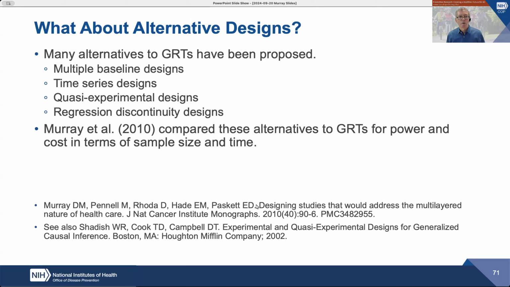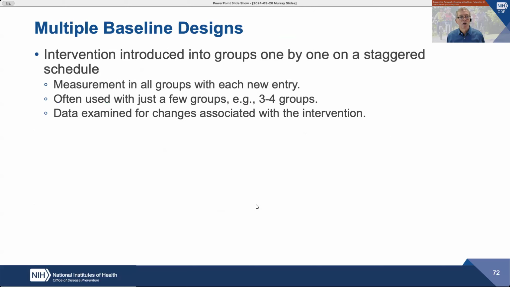I'm going to talk about multiple baseline. I'll talk about time series. I'll talk about quasi-experiments, and I'll talk about regression discontinuity. There's a paper now, 14 years old, published in 2010, that compares these to group randomized trials for power and cost. And you may find that paper interesting. Shadish, Cook, and Campbell also discuss all of these designs in their 2002 textbook, which is still quite solid, even though it's now 20 years old.